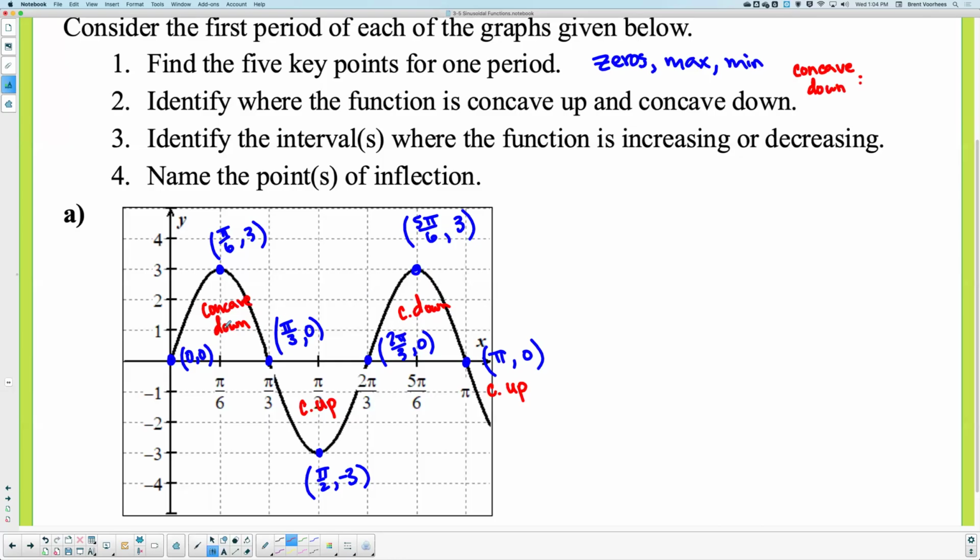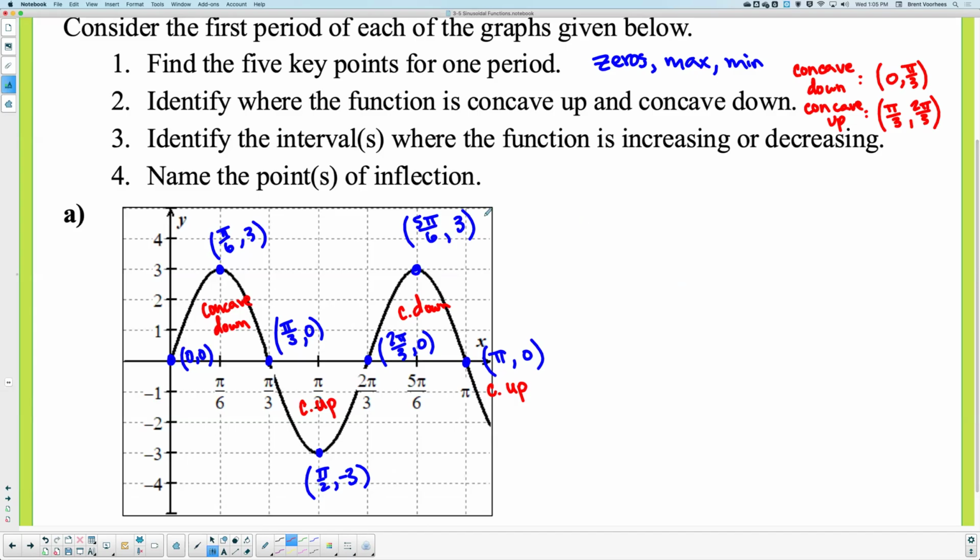Where do we start from? 0. 0 to pi over 3. When you do intervals, you do x's, by the way. It'd be from 0 to pi over 3. Where are we concave up? From pi over 3 to 2 pi over 3. And you would start seeing these repeat starting at 2 pi over 3, in the same distance apart. So you can actually come up with repetitive values with formulas, but for now, I'm just going to leave it like that.